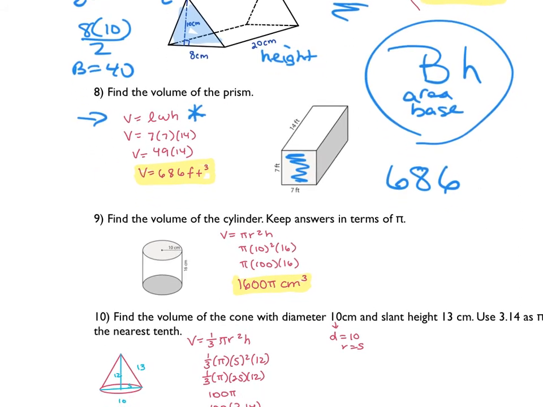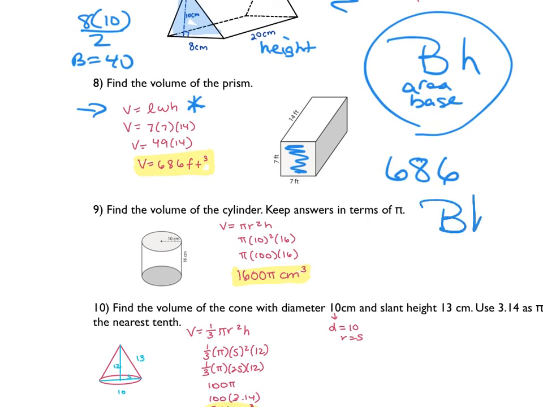Next is a volume of a cylinder. It's still capital B, area of the base times how tall it is, but notice my base shape is a circle. So this is where the pi r squared comes in, and then you multiply it times how tall the cylinder is. So my radius is 10, and my height is going to be the 16. Plug it into the formula, and you get 1,600 pi centimeters cubed. Everybody good?